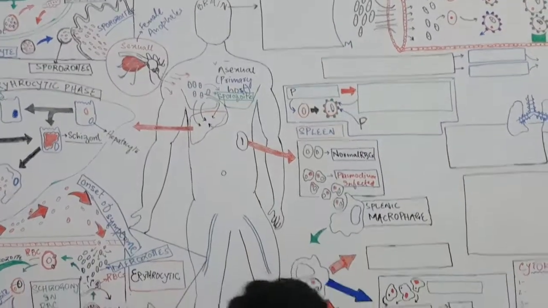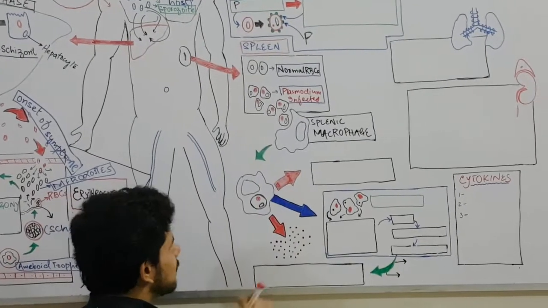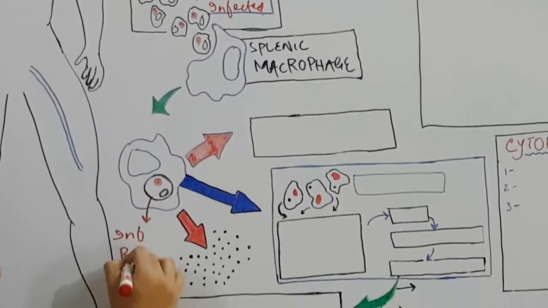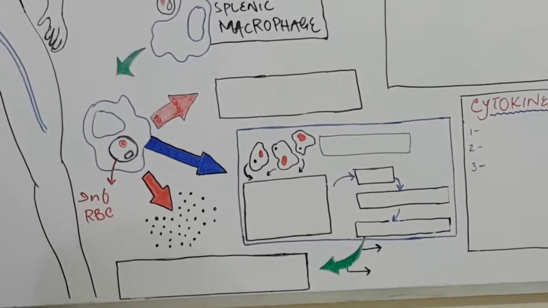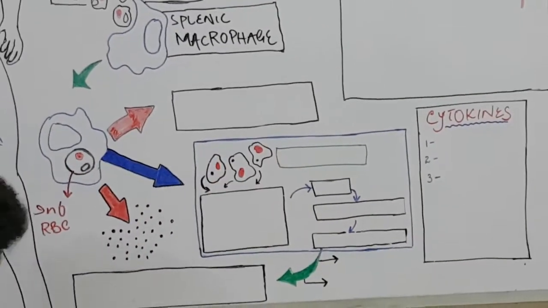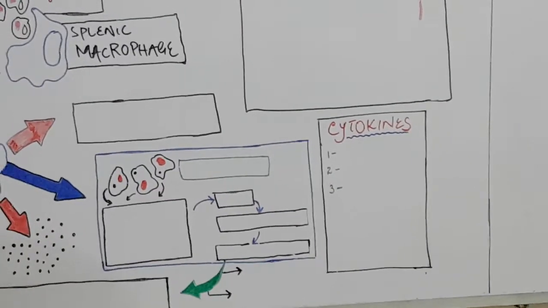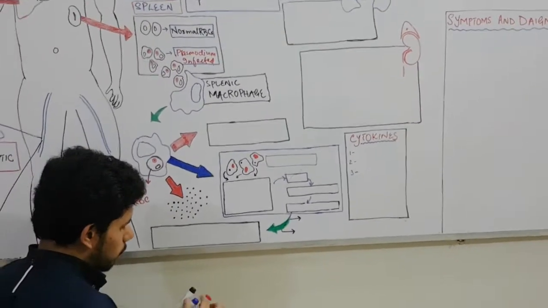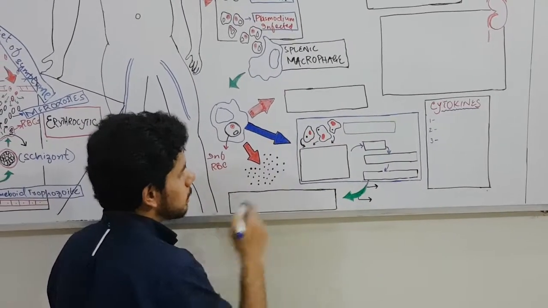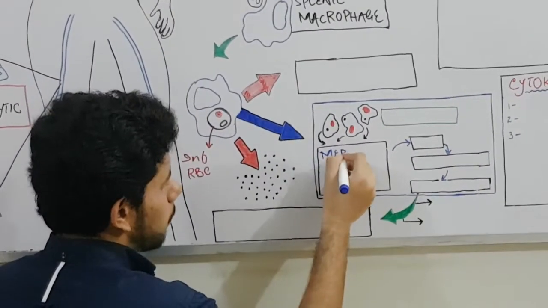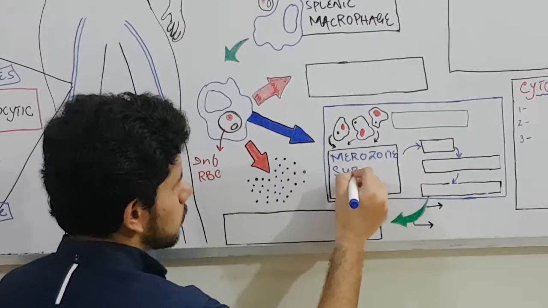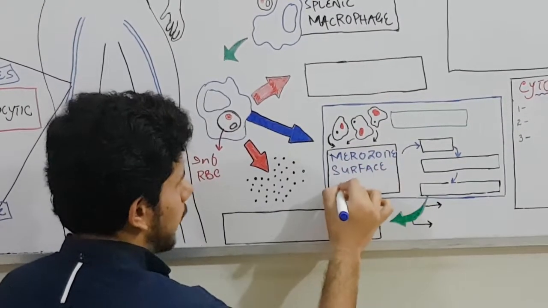So you can see here the macrophage, and this is the infected RBC. I am writing here, infected RBC. Now this macrophage engulfs the infected RBC. Here is a larger diagram of the macrophage. The infected RBC in the macrophage, what does it do? This RBC releases some special type of chemicals known as merozoite surface antigen.